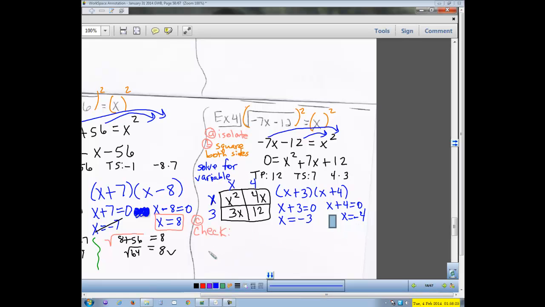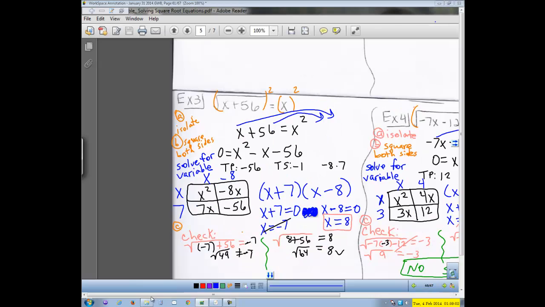Now I need to check for extraneous solutions. Plugging in negative 3 into the original equation results in a false statement. 3 is not equal to negative 3. Therefore, negative 3 is not my answer. Plugging negative 4 into the original equation also results in a non-true statement. 4 is not equal to negative 4. Therefore, negative 4 is also not an answer.